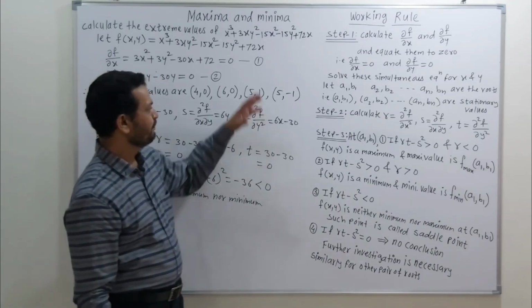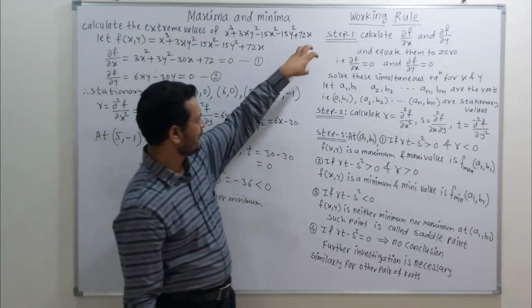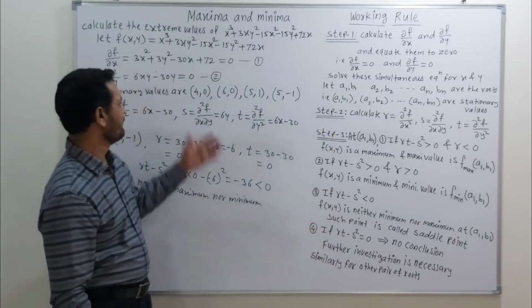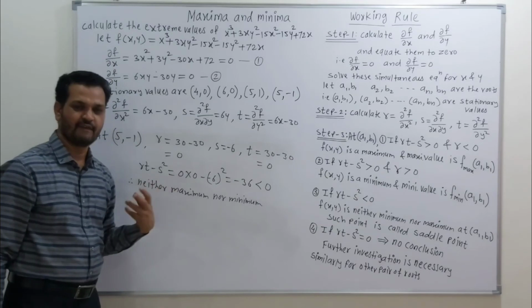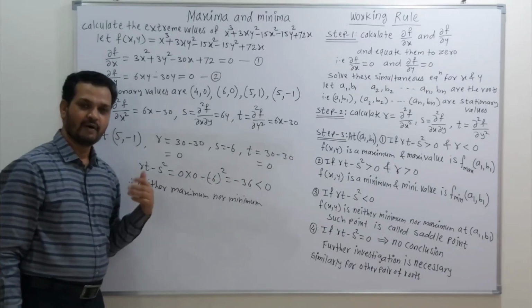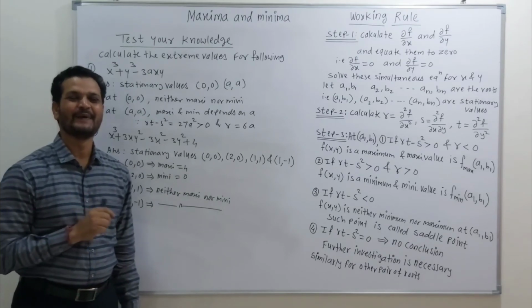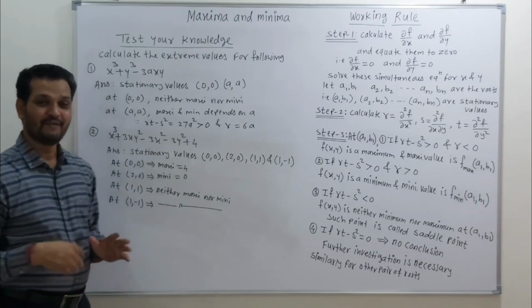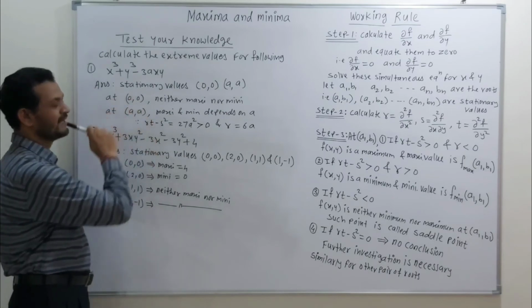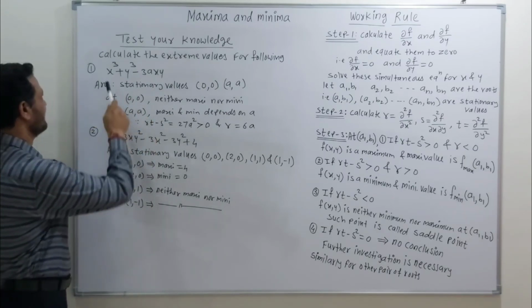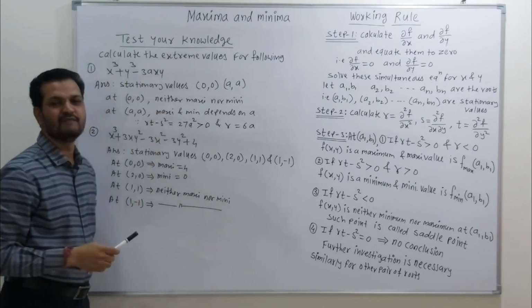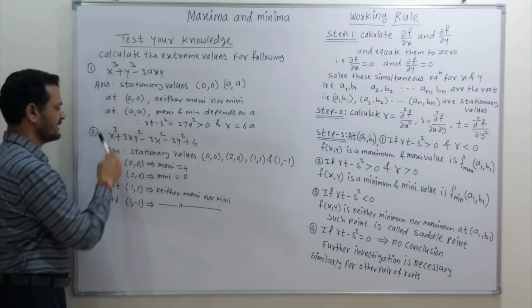So friends, in this way we can easily solve the example based on maxima and minima of a function. So very easy steps are there. Calculate the first, second and third step, and we can easily get the solution for maxima and minima of a function of two variables. Now friends, two examples are given for your practice, for testing your knowledge. Calculate the extreme values for the first and second function.